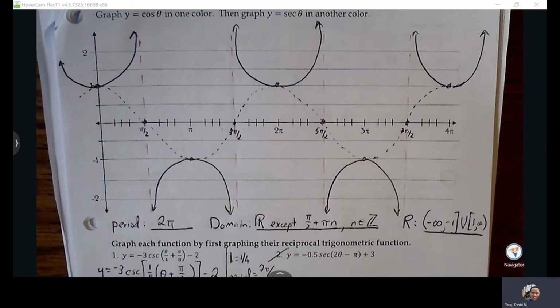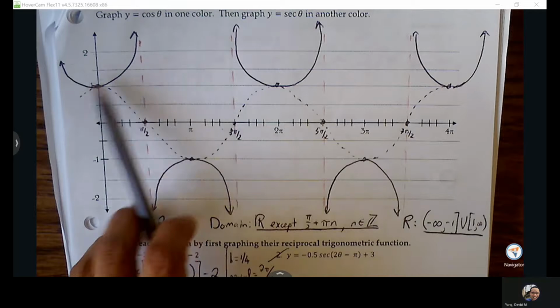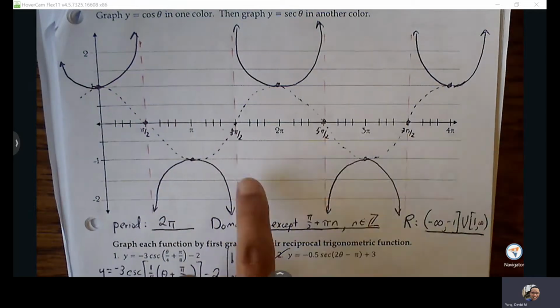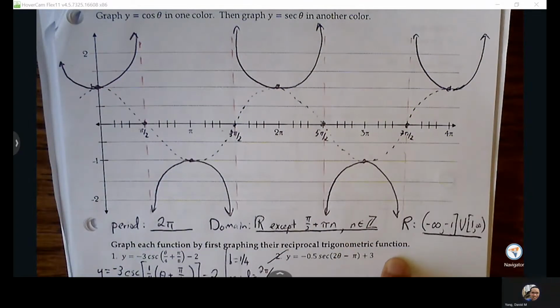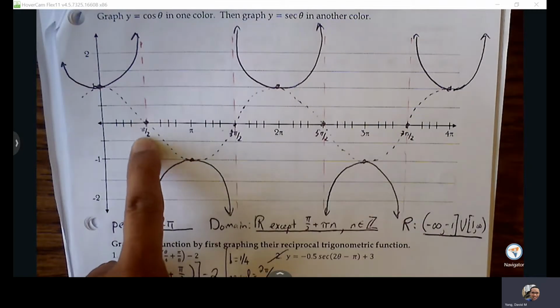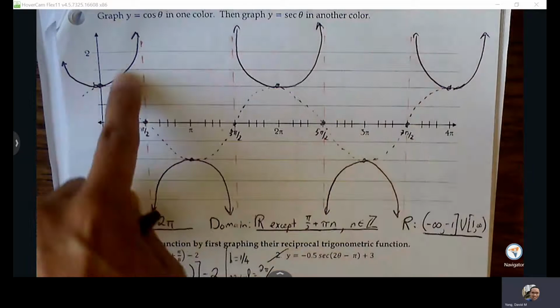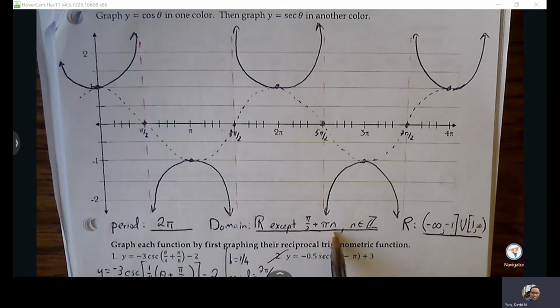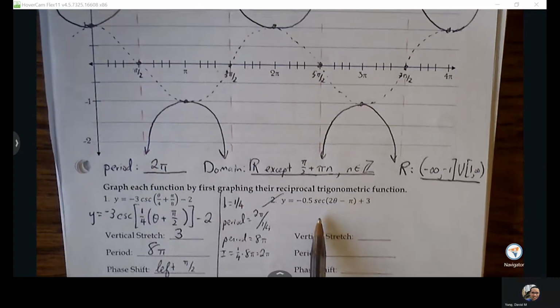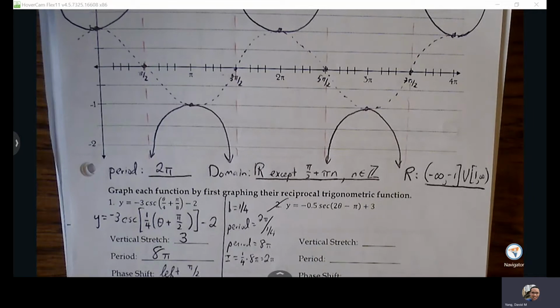Okay, so we're going to fill out period, domain, and range. Period is still 2 pi because it still takes 2 pi for the full cycle to complete. But domain is all real numbers except the asymptotes, right? So the asymptotes are just going to be pi over 2 plus pi n. So basically, if we start at pi over 2, we can just keep adding n pi, and we're going to hit all the possible asymptotes. So we say pi over 2 plus pi n, where n is an element of an integer.